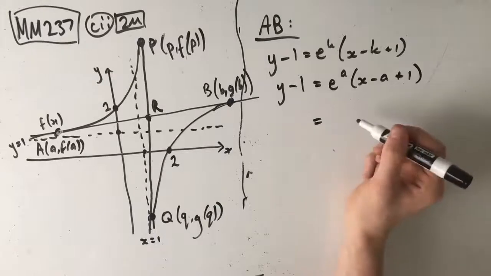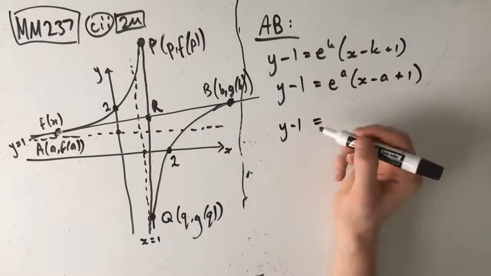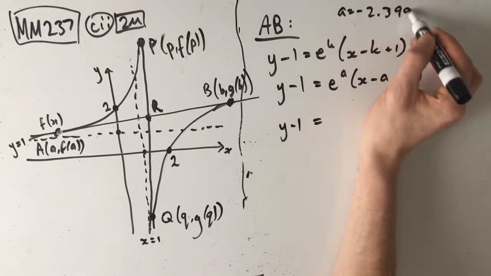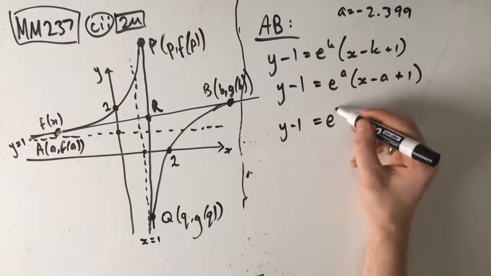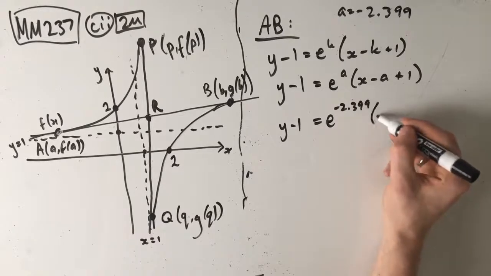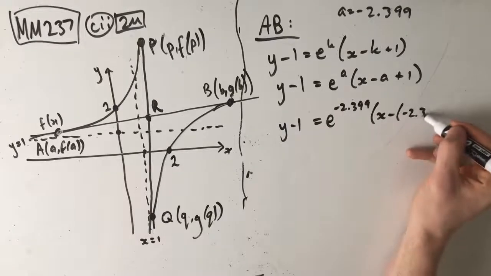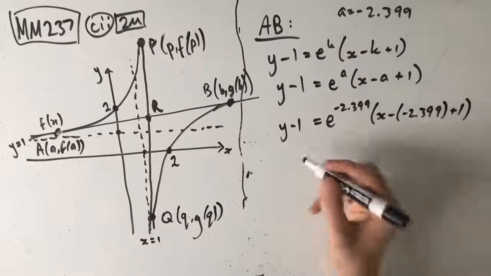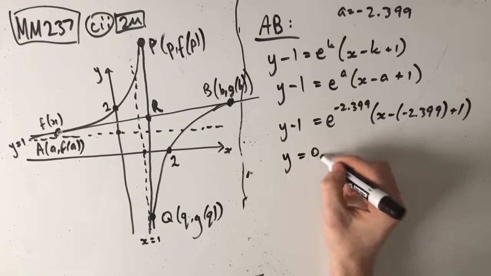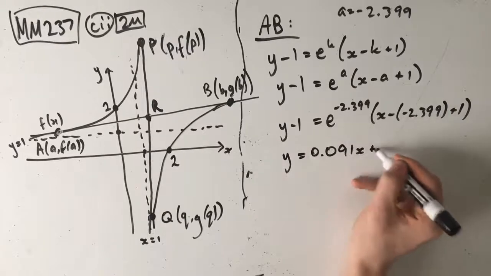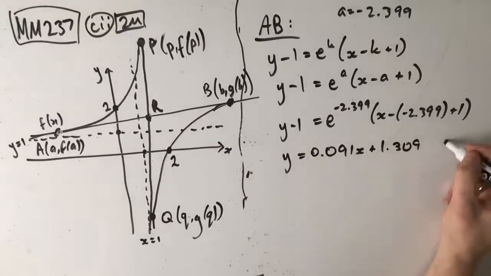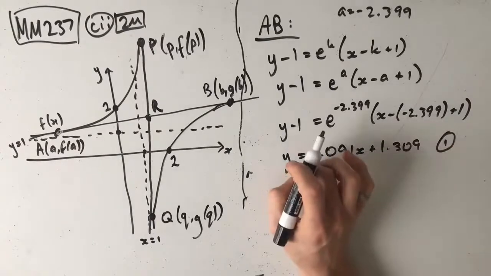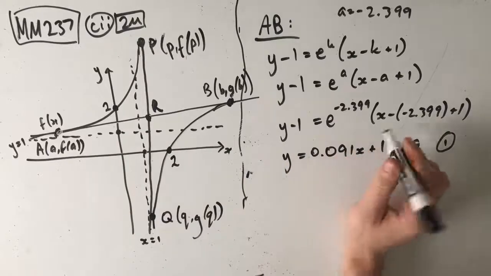And from our previous question, we know that a is equal to negative 2.399, which means that e to the power of negative 2.399 x minus negative 2.399 plus 1 is our tangent equation. Rearranging this, we get y equals 0.091x plus 1.309, and this is our first mark. Okay, so it's a 2-mark question. First mark comes when you figure out the equation of the AB tangent.